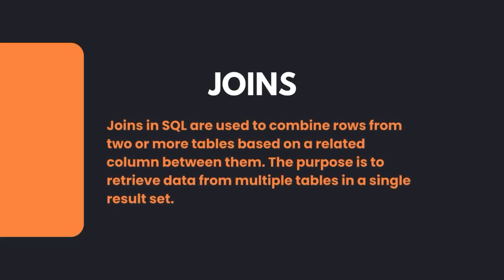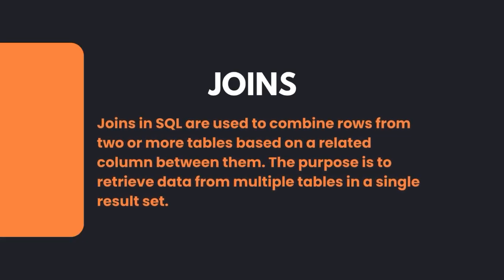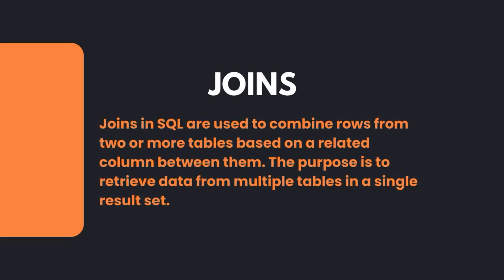Now we're going to discuss joins. Basically, joins in SQL are used to combine the rows from two or more tables based on the primary key that exists among all of these tables. The main purpose of a join is to make a single result by combining different kinds of tables.